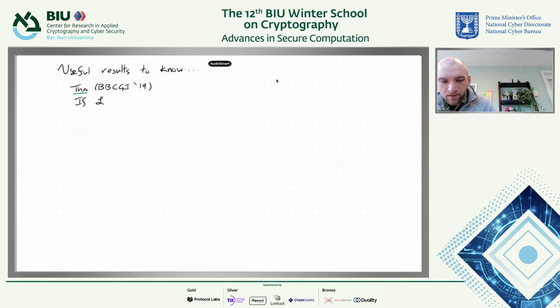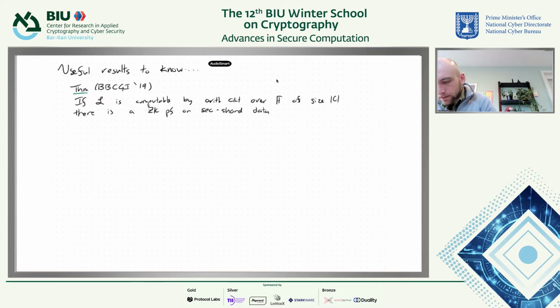The theorem says that if this language that we care about, the set of the good vectors, is computable by an arithmetic circuit over F, a circuit that uses addition and multiplication gates, say mod P, of size C, then there is a zero knowledge proof on secret shared data for the same language with communication cost as follows.